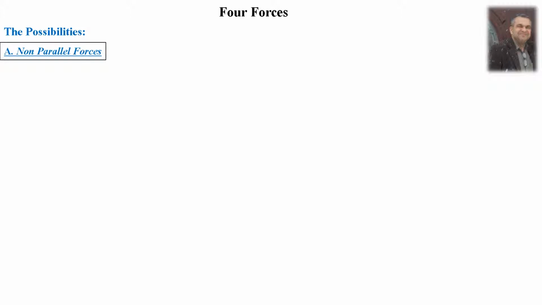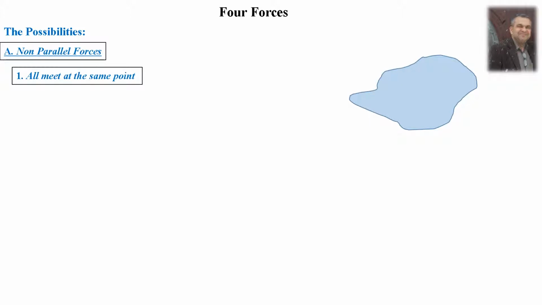Firstly, non-parallel forces. If, for example, we have an object, and there are a number of forces acting on it which are not parallel to each other, and if these forces are in equilibrium, obviously they must meet at the same point. So we assume they meet at the same point. This is possibility number 1. All these forces are now meeting at the same point.